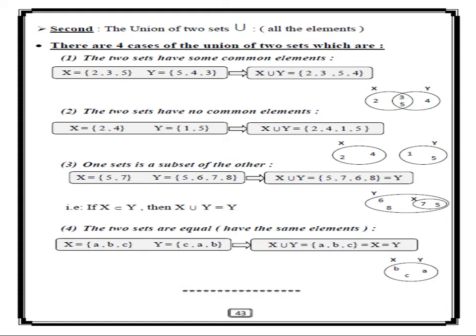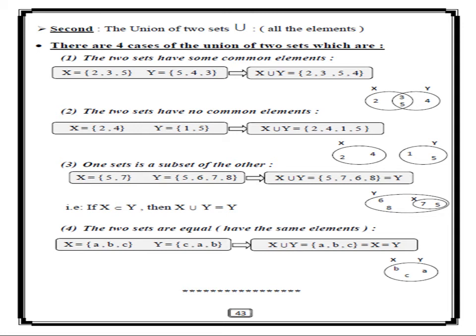Case number 2, the two sets have no common elements. If x is {2, 4}, y is {1, 5}, and I represent them by the Venn diagram, they are separated from each other, no common elements. But I need the union, where I'm going to open my bag and collect all of the elements in them, which are 2, 4, 1 and 5.